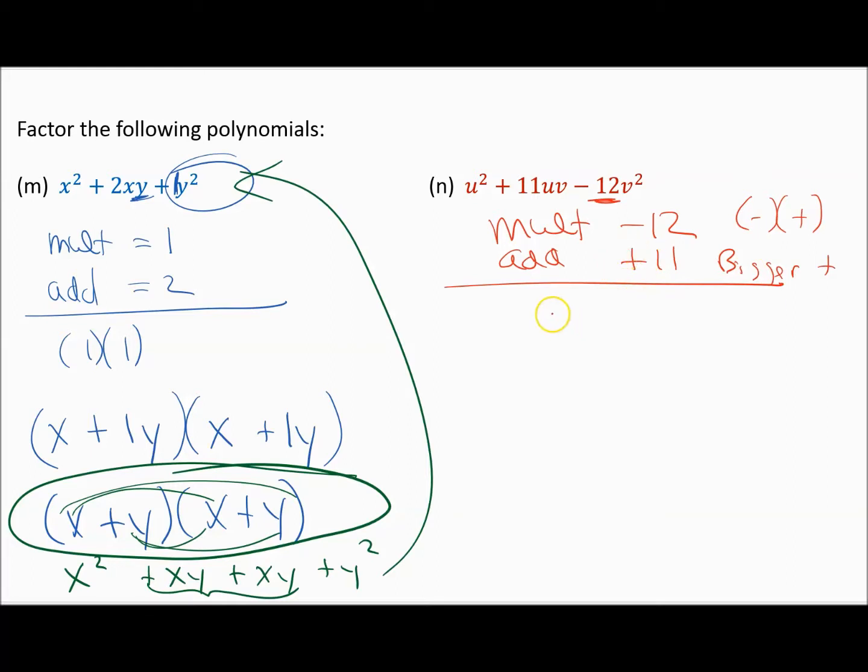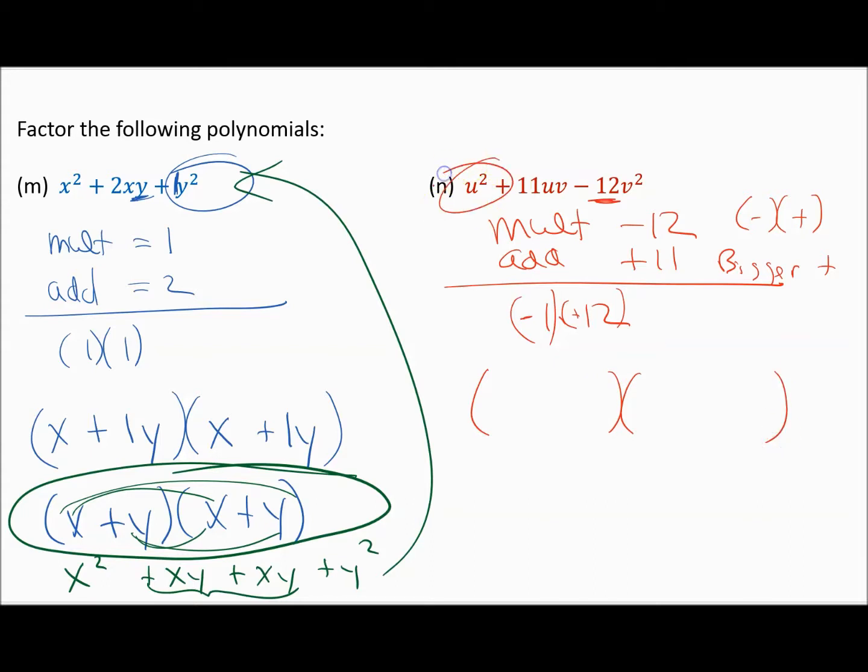So things that give me 12 are 1 times 12. And if one's positive, one negative, and the bigger one's positive, then you got a negative 1 and a plus 12. Well, that works, doesn't it? Because that adds to be 11. So there's my two sets of parentheses.